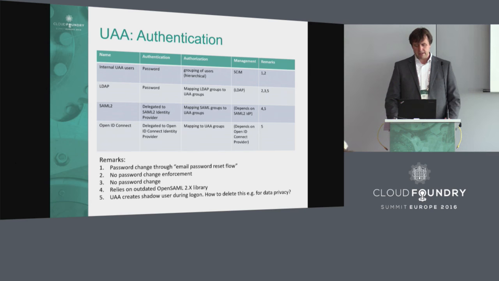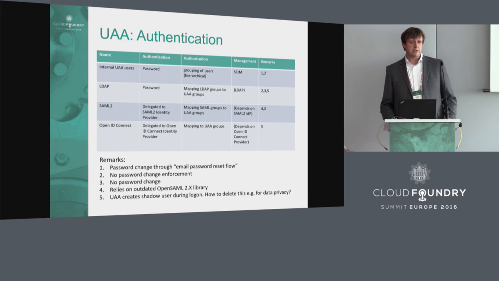So when it comes to enterprise requirements, the UAA sometimes has some challenges for you. So for instance, when authenticating with the internal UAA users, you can put the password policy, but the UAA, for instance, has no forced change of a password. So assume you have a password policy that requires to change a password every 30 days. Then after 30 days, the users will get locked, and the user needs to get the email password reset flow to get going again.